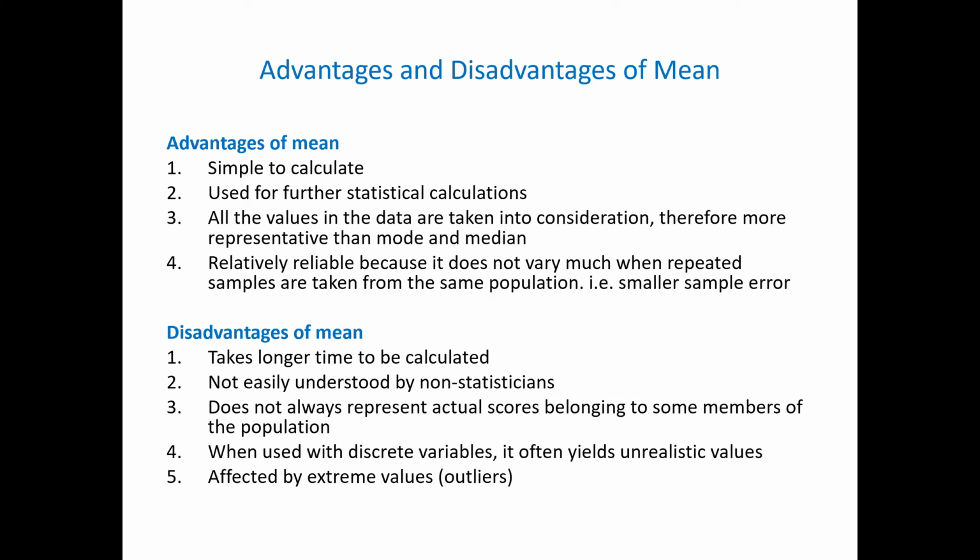That's why the mean is used for further statistical calculation. All the values in the data are taken into consideration, so it is more representative than mode and median. Then it is relatively reliable because it does not vary much when repeated samples are taken. Unlike the mode and median, which may change easily, for the mean we bring everything together and divide, so it doesn't change much. But it takes longer to calculate. It's not as simple as the others, and not easily understood by non-statisticians.